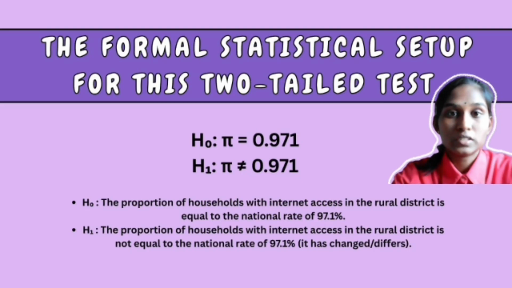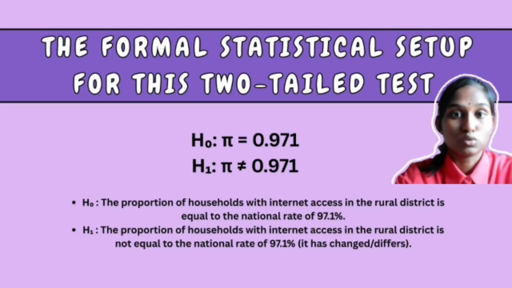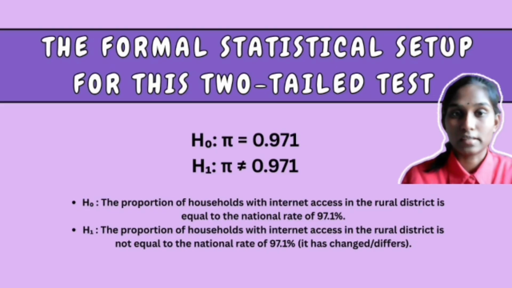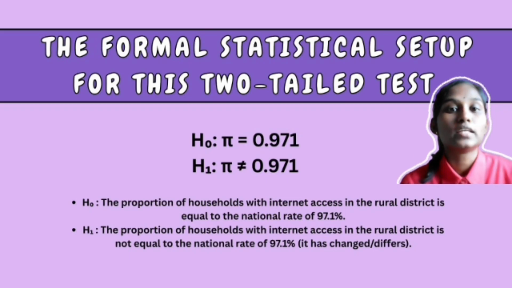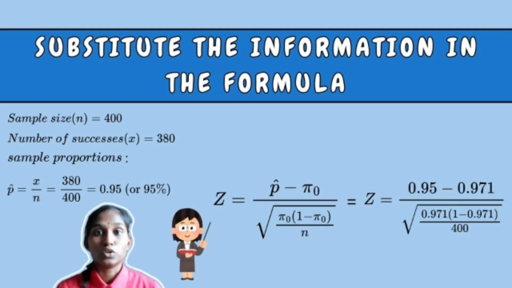So this is the formal statistical setup for this two-tailed test, which is based on the case study, which is H null is proportion equals 0.971 and H1 is proportion not equal to 0.971. So use the information in the formula. Based on the case study, the sample size is 400, which is the small n. The number of success, which is the x, is 380. The sample proportion is p hat equals x divided by n, which is 380 divided by 400 and equals 0.95 or 95%.